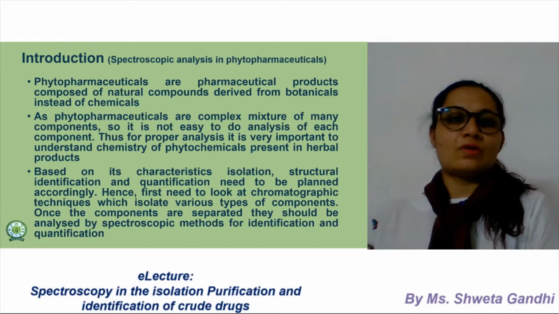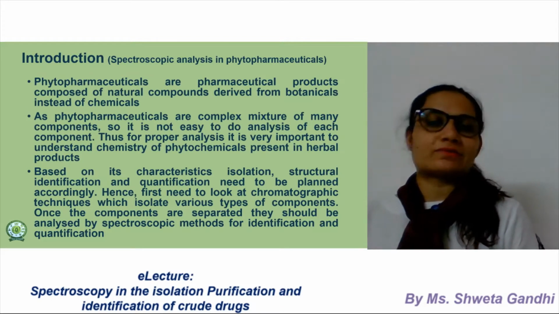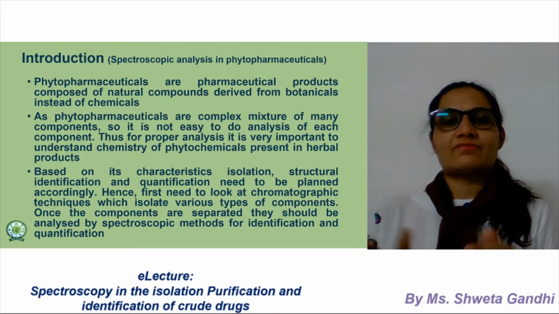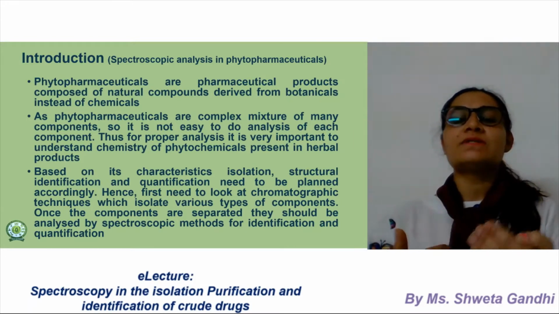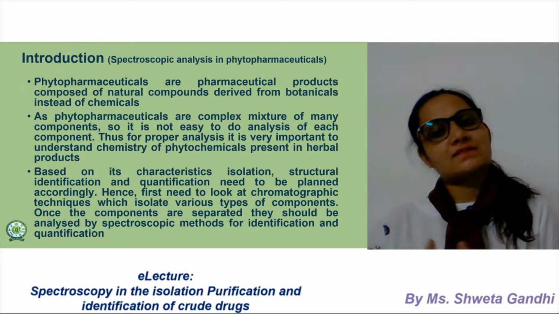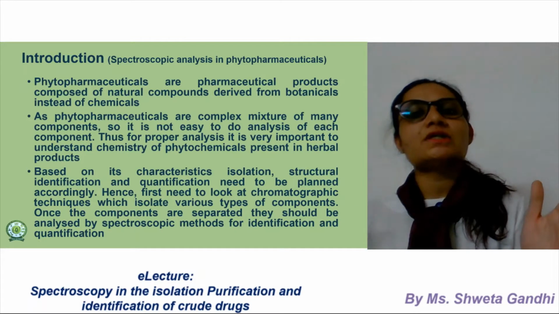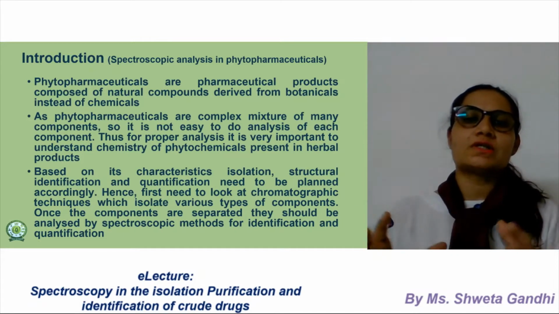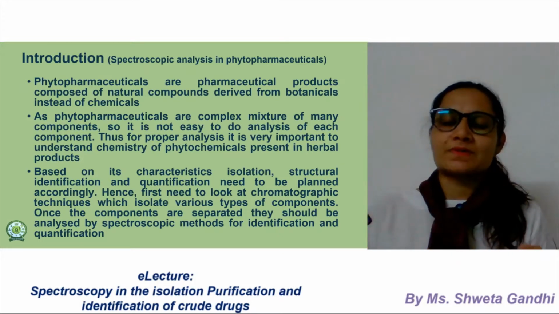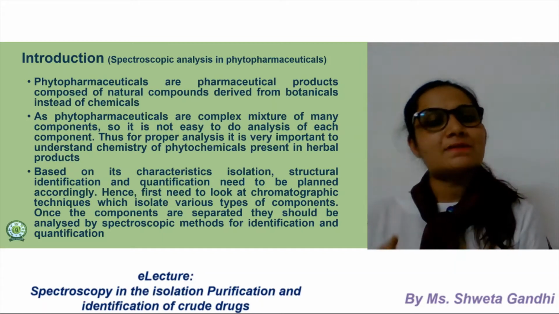So now, what is the need and what is the use of spectroscopy? Here we are studying phytopharmaceuticals. Phyto means plant, and the active constituent obtained from plants is the phytochemical. These phytopharmaceuticals are pharmaceutical products composed of natural compounds from botanicals instead of chemicals. These phytopharmaceuticals are obtained from botanical means, from herbal sources.